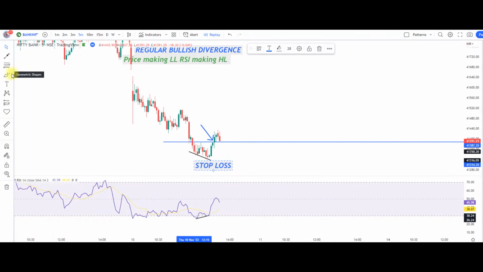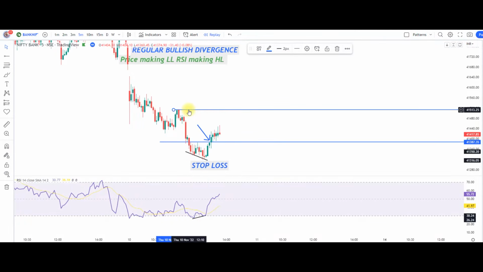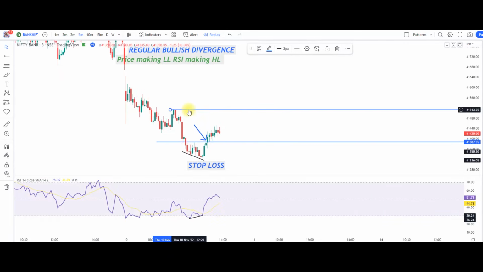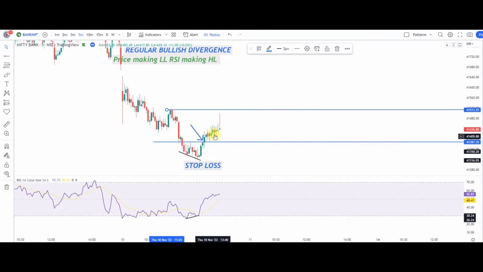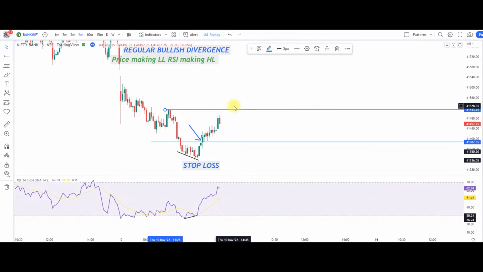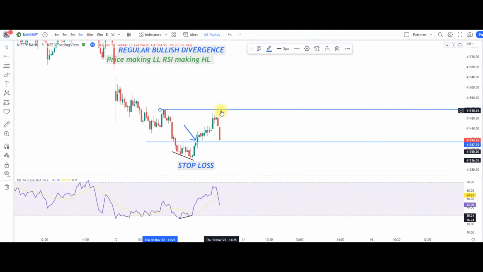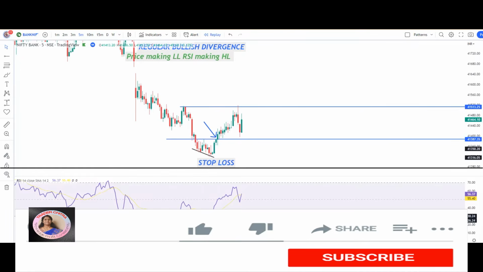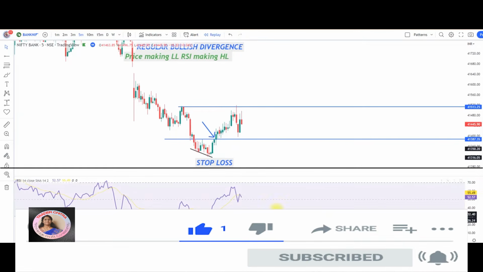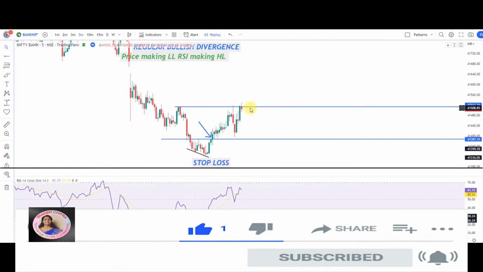We can keep our first target as this swing high. We will see whether we are getting the target or not. And we can see one more thing here, the RSI and the price are also moving in the same direction. So we got our first target, right? So we can always book our profits here. We can see how long the price moved upwards. Whether the price is breaking this resistance level, we can see that.